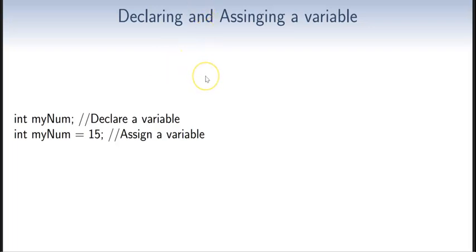Declaring and assigning a variable. We can either declare or assign a variable. Declaring is just like this, int mynum. Assigning is int mynum is equal to 15. This is assigning a value to a variable, while the other is just declaring a variable name. So both are different. If you want to assign a value to a variable name, we can use it like this. If we just want to declare a variable, we can use int mynum.